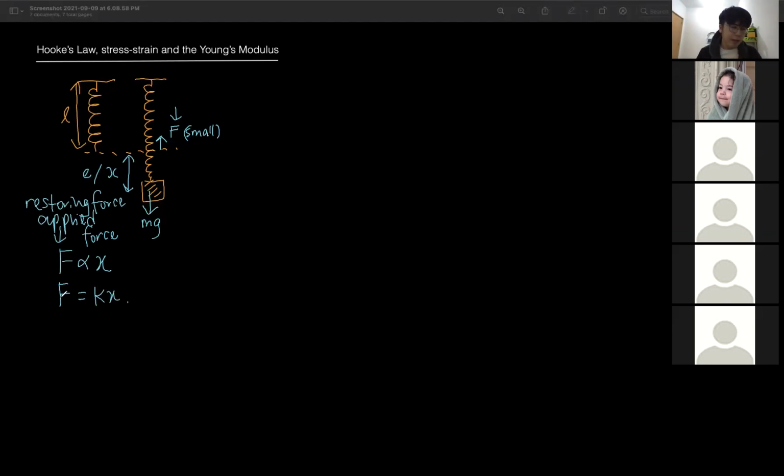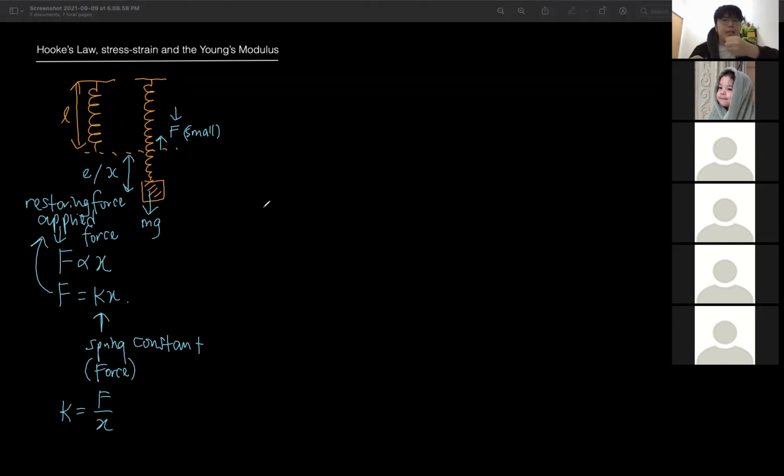Now F is the restoring force and applied force. We talked about that one. And K is called the spring constant, right? The spring constant, or we can also say it is the force constant, another term. It's actually the same thing. What is the spring constant? Technical definition, spring constant is force divided by distance, extension, right? So it's the force needed to stretch one unit length.